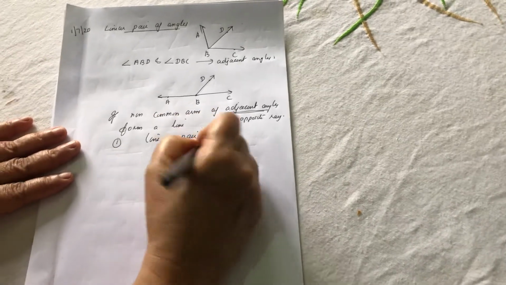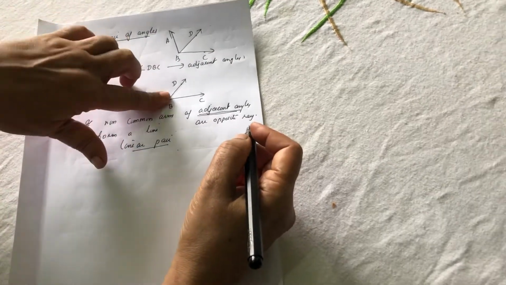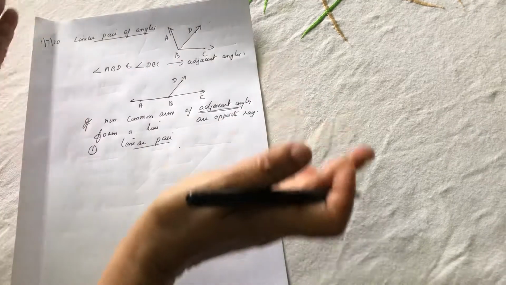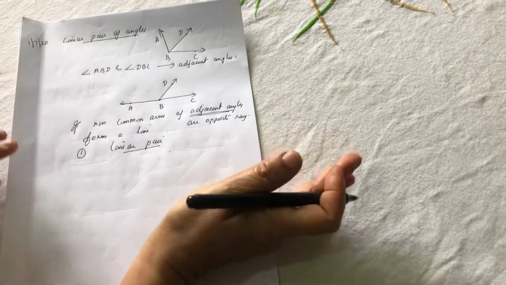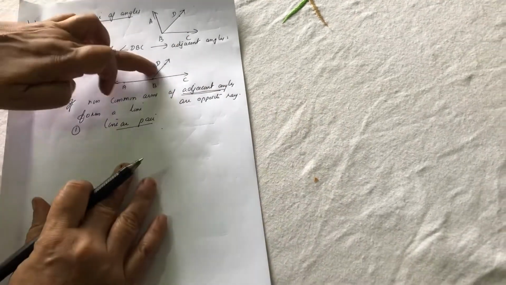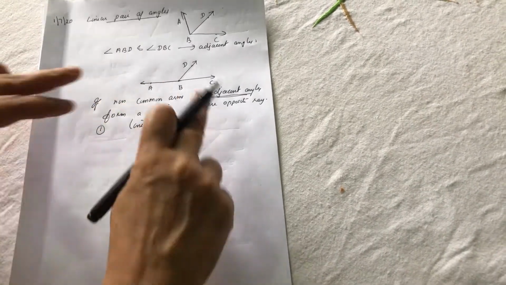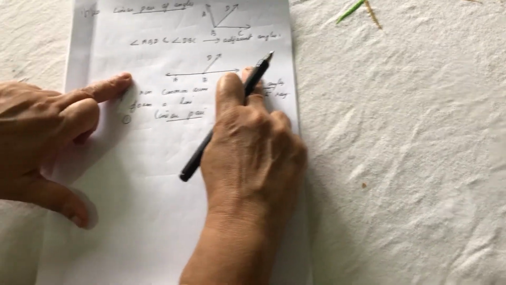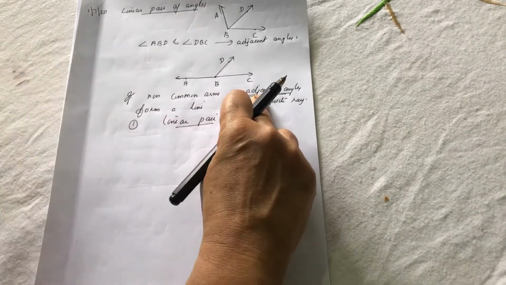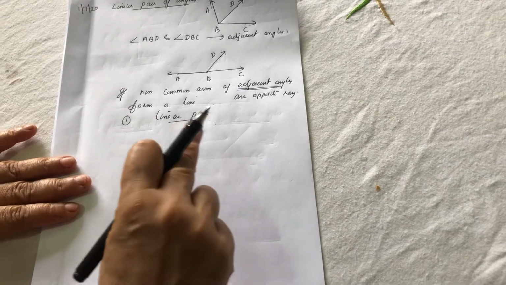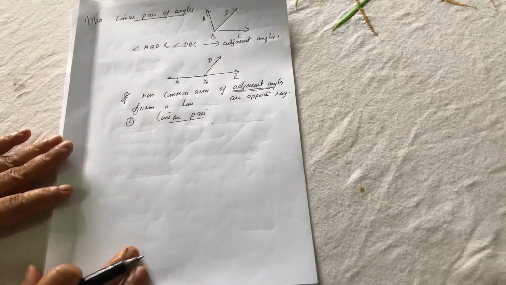So which are the conditions? First, two angles should have a common vertex and a common arm, non-common arms are on both sides of the common arm, and non-common arms should be opposite rays. That means they are forming a line. Then the two adjacent angles are called a linear pair. Once again I define: if non-common arms of two adjacent angles are opposite rays, then the two adjacent angles are said to be a linear pair.